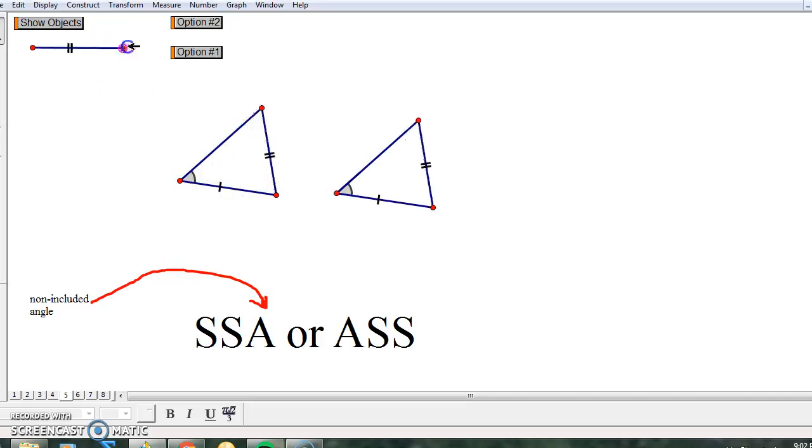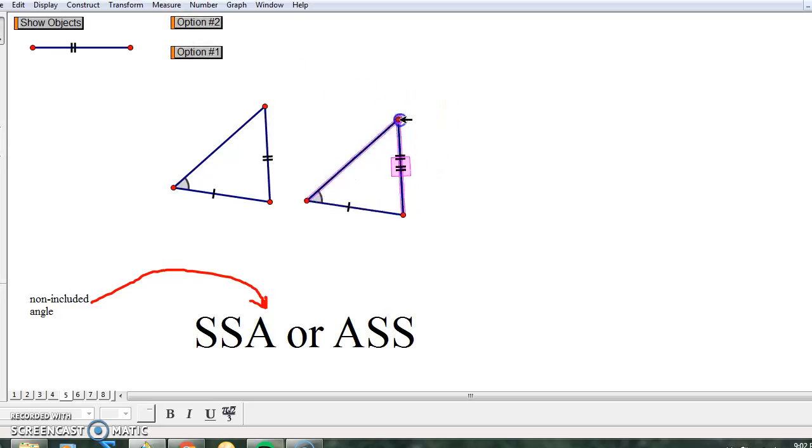I can't really move that one, but I can change the length of that one. And we can see that it appears that with an angle and two congruent sides, that's going to be congruent to that one. But then we also have another option, which is option 1, or option 2. Which one is it?